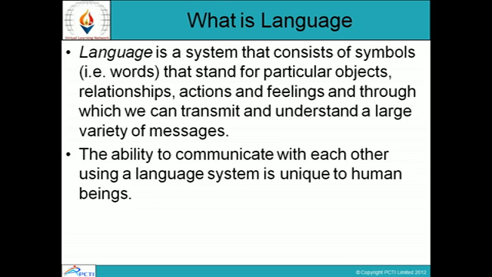The ability to communicate with each other using a language system is unique to human beings. Human beings have this capacity to use a language properly and eloquently so that the other person also understands what they are saying. So the usage of language is unique to human beings. Human beings have this power of using a language in their own unique ways.